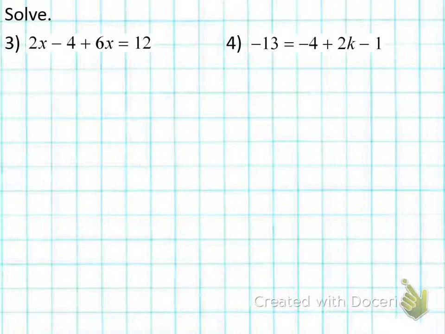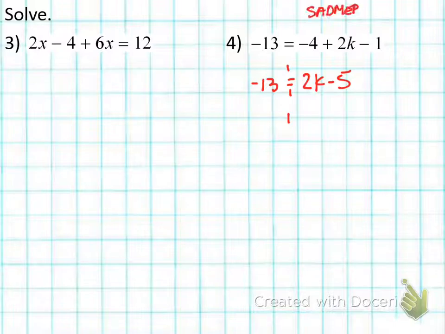So number 4, you're supposed to have this 2k minus 5 and 13. Okay, that's your first step. Finish it off, please. Go. Okay. So I have SADMEP up there. Subtraction signs by the k. Are there any subtraction signs by the k? Yes or no? Yeah, there's minus 5, so the opposite is plus 5 on both sides.